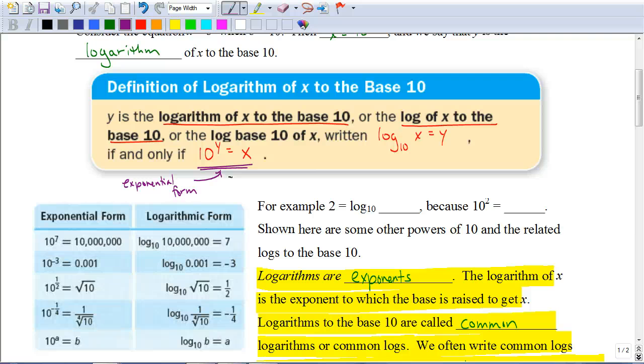But let's go back to what I had written here. The log base 10 of x equals y. Remember, your base is 10, and that's what our base is over here. Your exponent is what a logarithm equals.